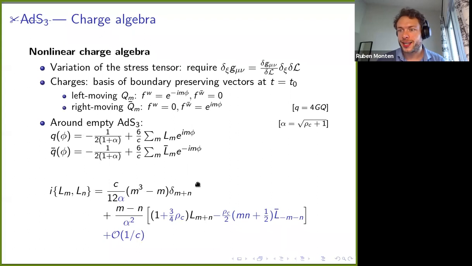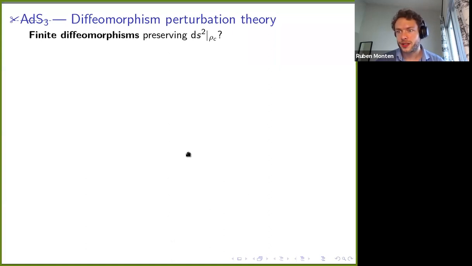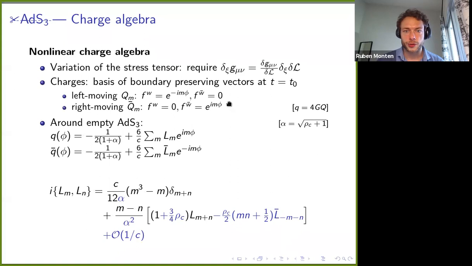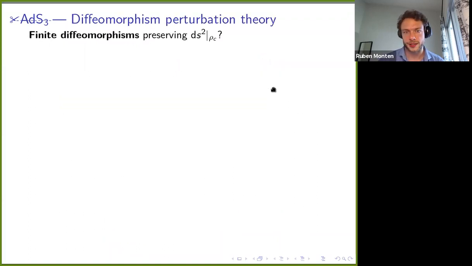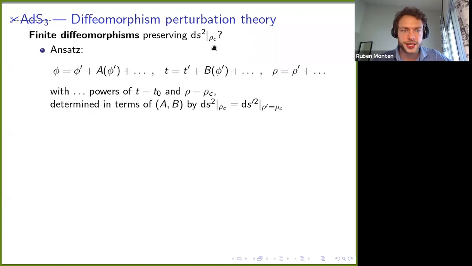That was step one of what we did in asymptotically AdS. The second step was to use these coadjoint orbits. But that becomes a difficult problem now, because we don't really know what the finite diffeomorphisms are that preserve the metric on the boundary. So far we've worked with infinitesimal diffeomorphisms, and in asymptotically AdS3 it's trivial to extend these, because they just become holomorphic functions on the boundary. But this becomes a much harder problem, and this is where things might get a bit messy, because in order to solve this, we introduced perturbation theory.